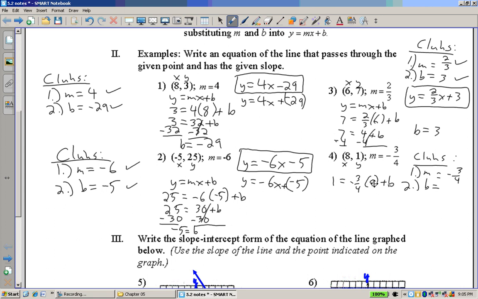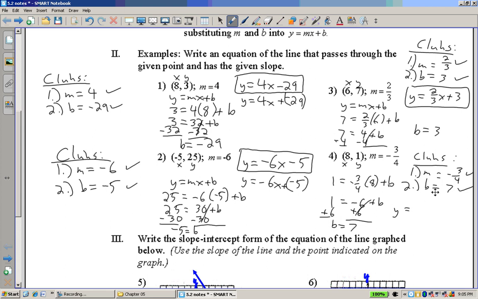Again, the trick: divide the factor by the denominator, multiplied by the numerator. 8 divided by 4 is 2, times negative 3 is negative 6. We add 6 to both sides, and we end up with b equals 7. So we have the slope, the y-intercept is 7, and we're ready to go.